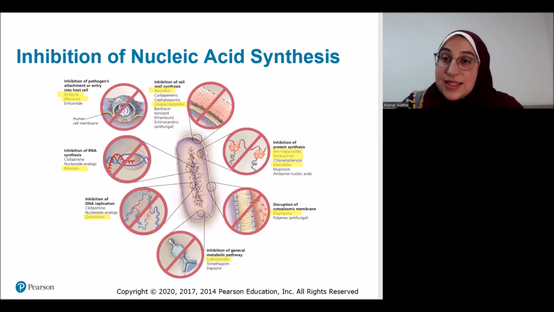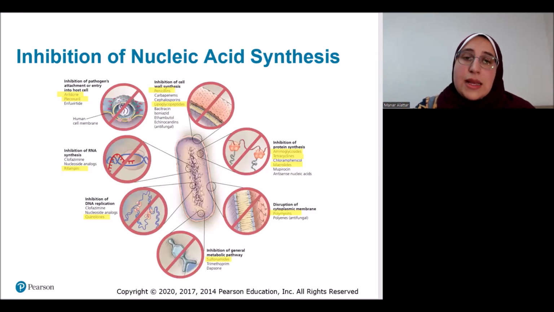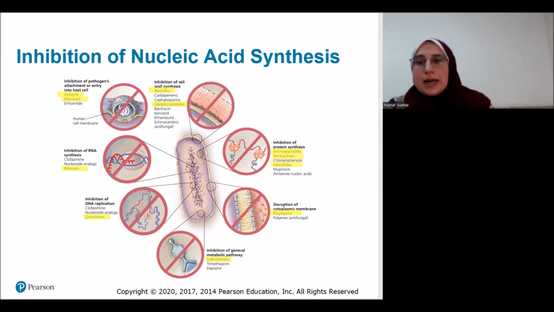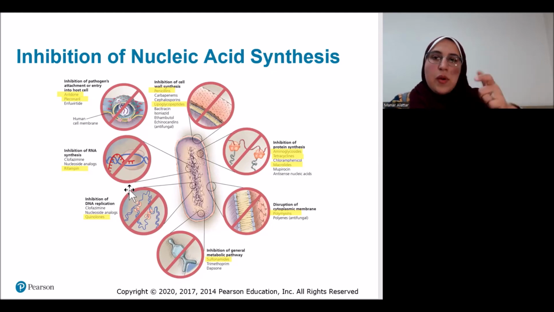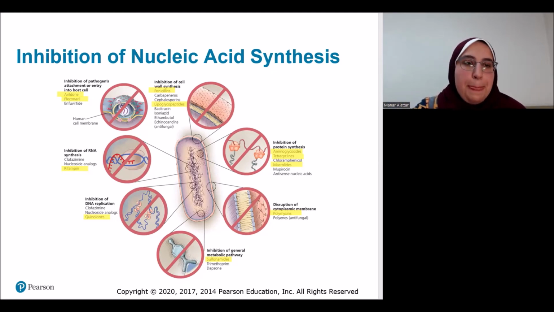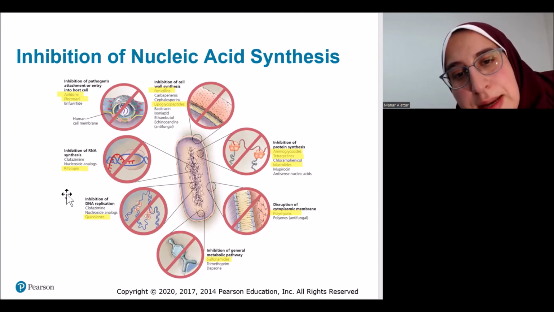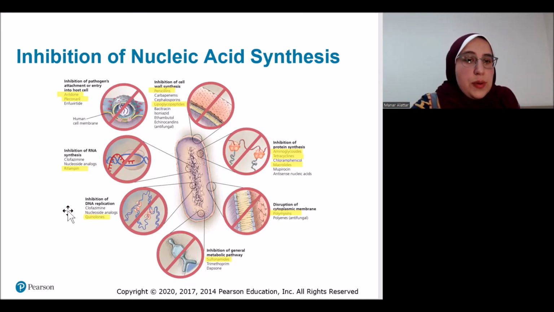So our next mechanism for action for antibiotics is the inhibition of nucleic acid synthesis. Now, in your diagram, you have DNA replication and RNA synthesis. We're actually going to combine those together here because there's some overlap between the two of them. Okay, and we're going to be looking at our rifampin and our quinolones, both in this category.